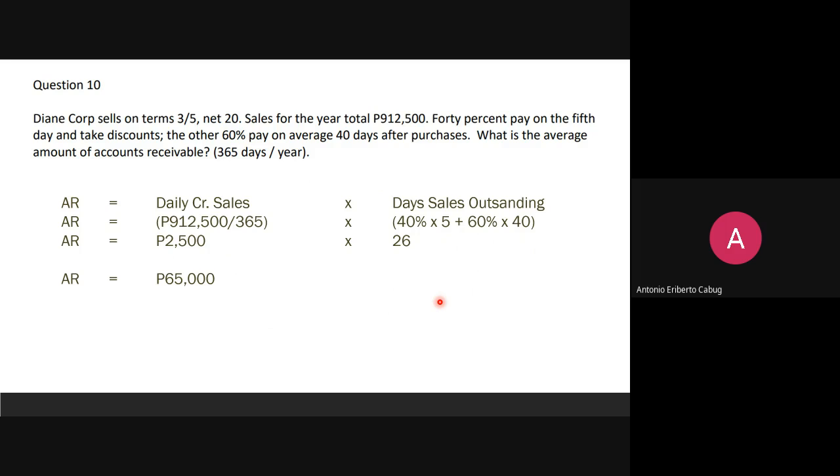May mga tumama, no? Glenn and Tracy got it correctly. Sundin nyo kung ano yung convention. Minsan 360 to, minsan 365 days per year. Okay? Daily credit sales is 2,500. Day sales outstanding is 26. DSO is AR over daily credit sales. So when you want to arrive at AR, you just multiply daily credit sales by the DSO. In this case, it's 65,000 pesos. Okay? Sige lang.